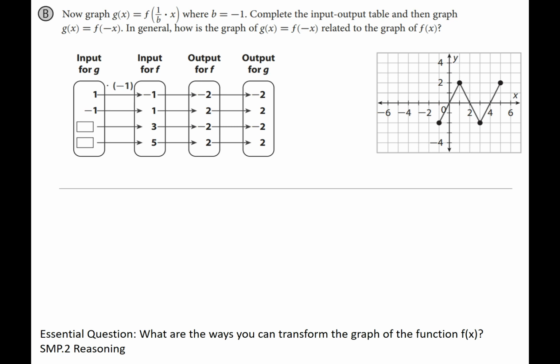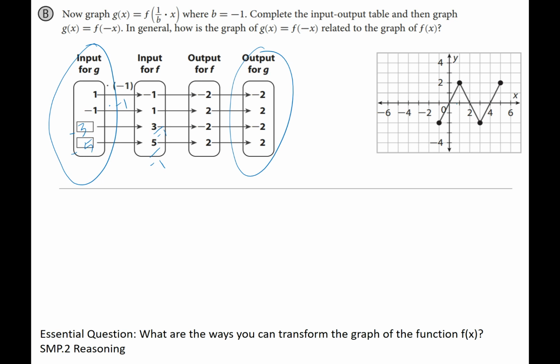So basically I am multiplying by -1 to go this direction, which means I'm dividing by -1 to go the other direction, which is really the same as multiplying. So when I do 3 divided by -1, I would get -3. And 5 divided by -1, I would get -5. So we're going to use those x values and these y values.